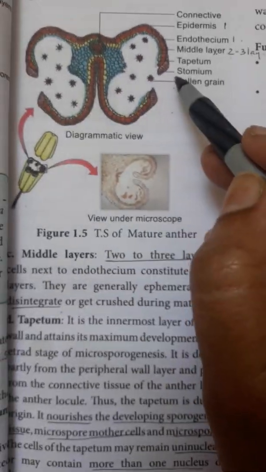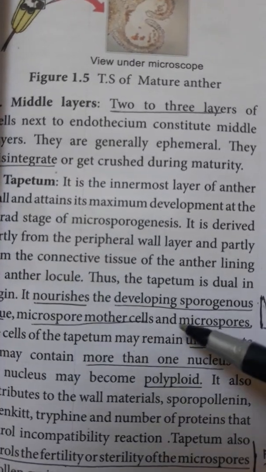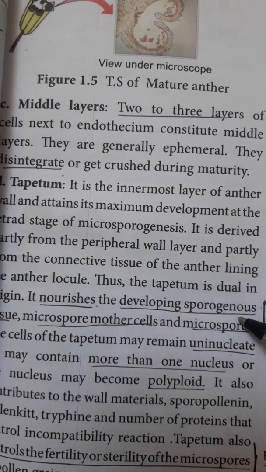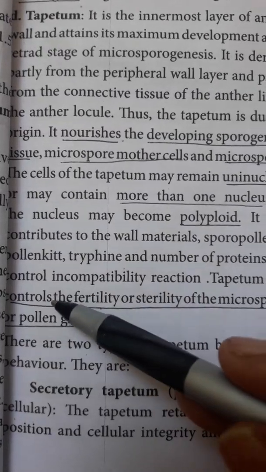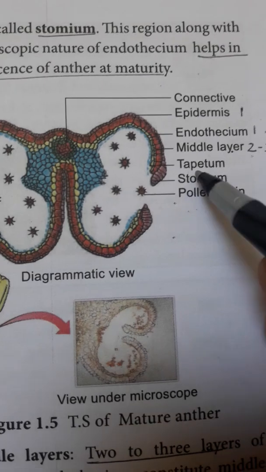Now you should know the function of tapetum. There are 2 functions. First, it nourishes the developing sporogenous cells. Next, it controls the fertility and sterility of the microspores. Remember the function of tapetum.